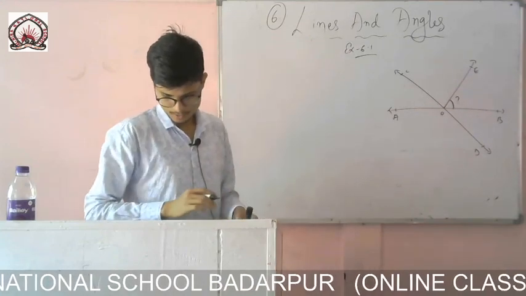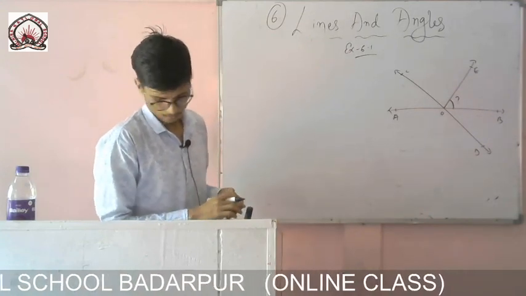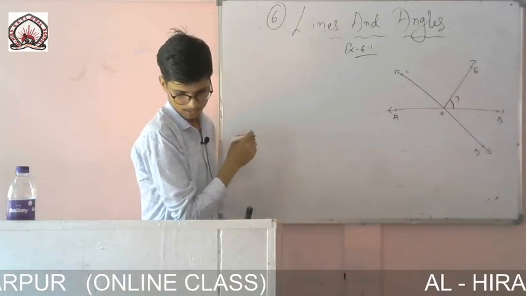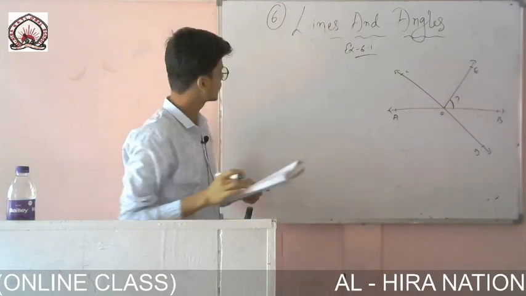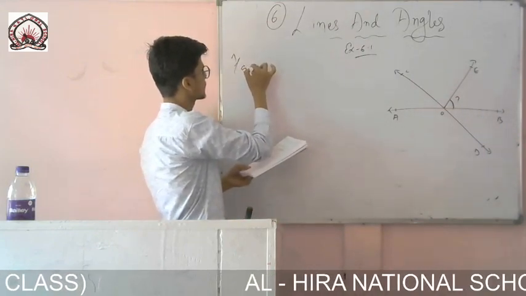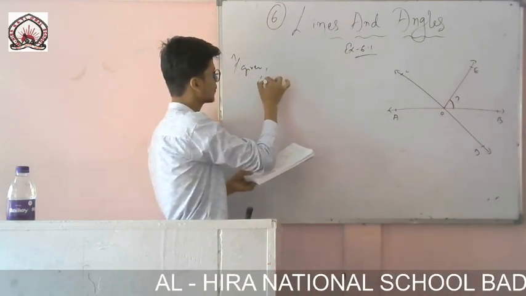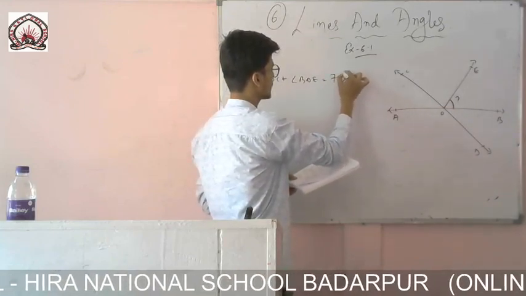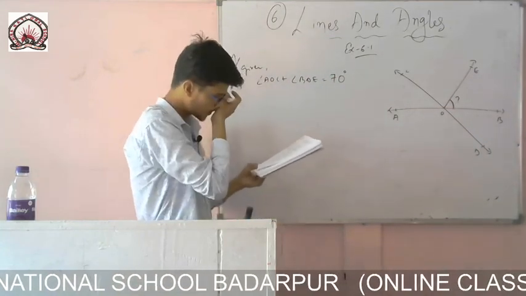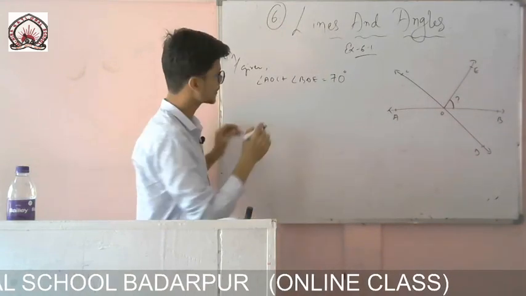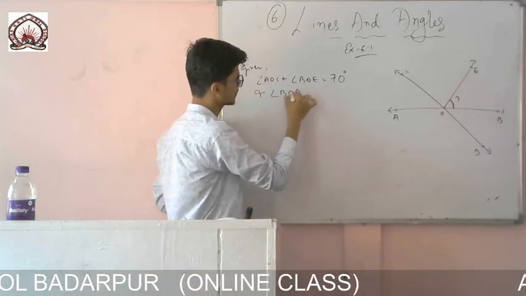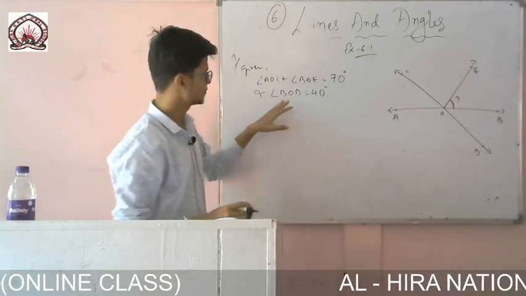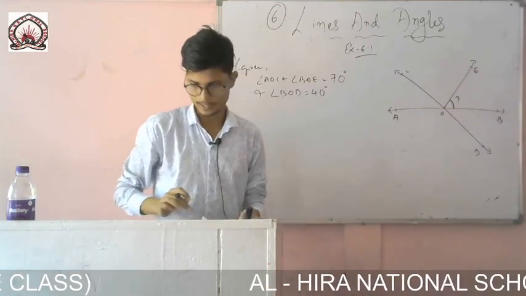So first, I will try to find this angle. First of all, let me find the reflex angle COE, it will be easy. See here, is there anything given? Yes, for question number 1, you write given: angle AOC plus angle BOE is equal to 70 degrees, and angle BOD is equal to 40 degrees. I write it like this so you don't get confused.